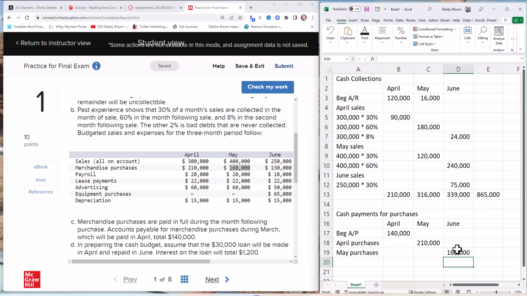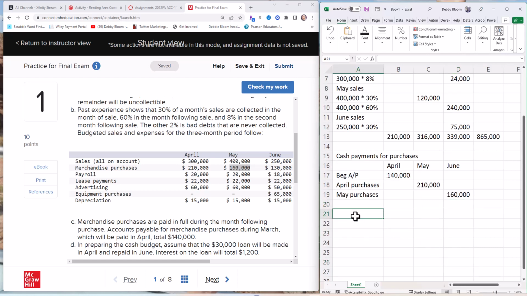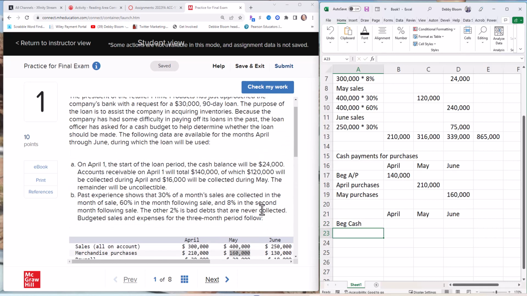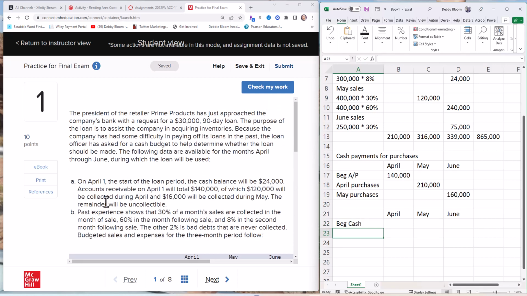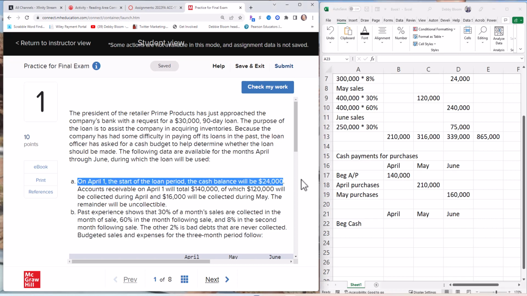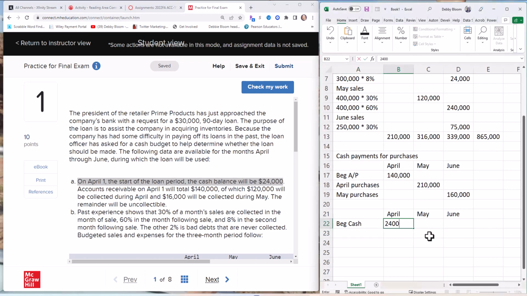So now what's going to happen is, for each month, we're going to start off with the beginning cash balance. For me, we're told in extra information, Part A, that on April 1st, the start of the loan period, the cash balance will be $24,000. So starting in April, cash balance will be $24,000.